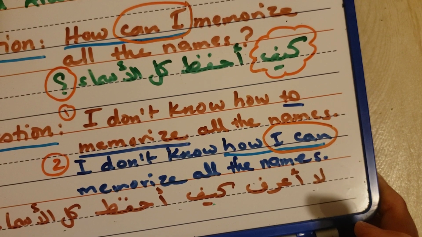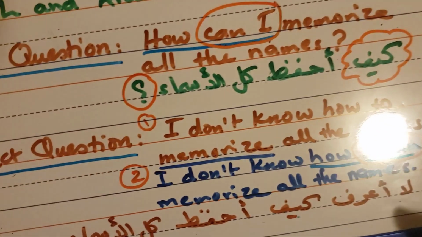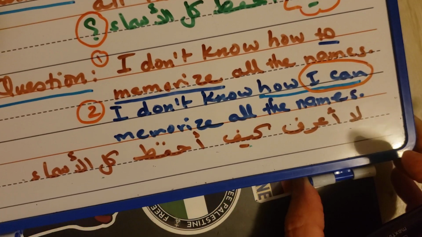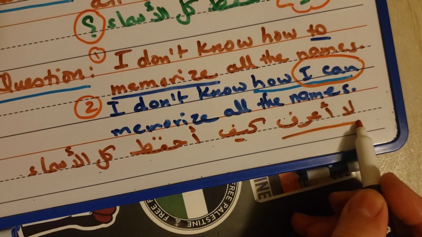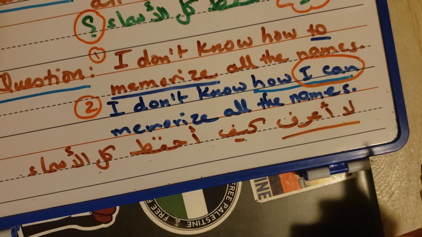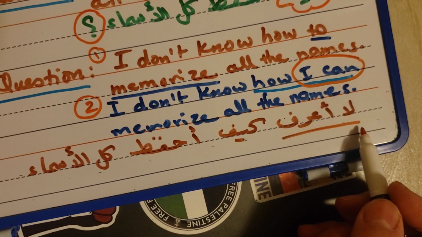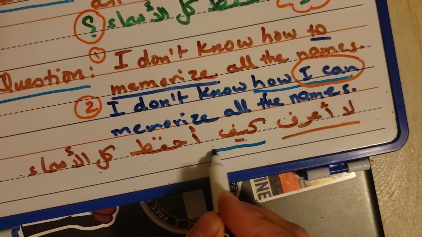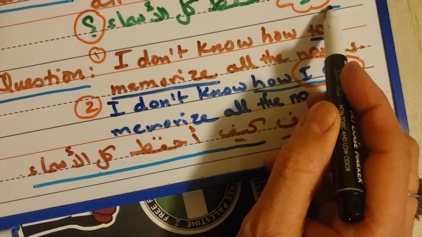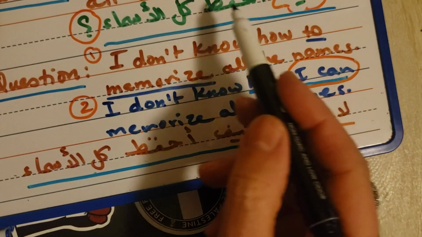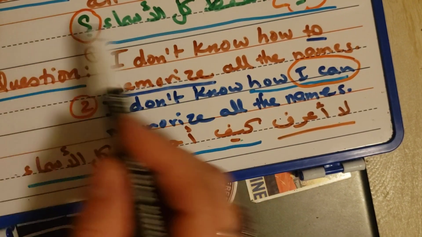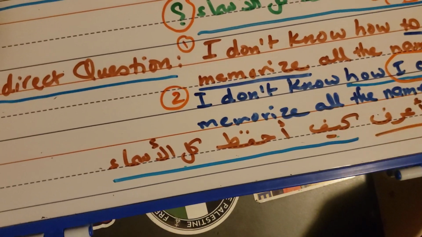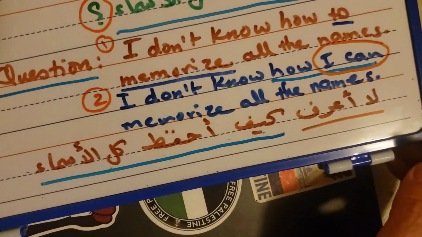So there is a difference in structure, but let's compare the Arabic form. For the direct question we said كيف أحفظ كل الأسماء. The indirect question in Arabic would be لا أعرف. So we added just something that says I do not know. لا أعرف. And then you notice that the rest of the statement is exactly the same, a copy paste from the direct question: كيف أحفظ كل الأسماء. So كيف أحفظ كل الأسماء in the direct question is used again as it is in the indirect question structure.